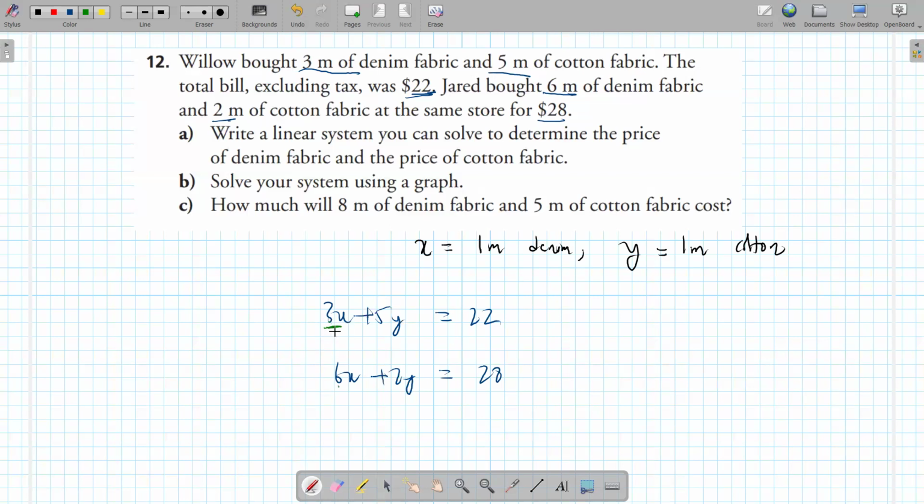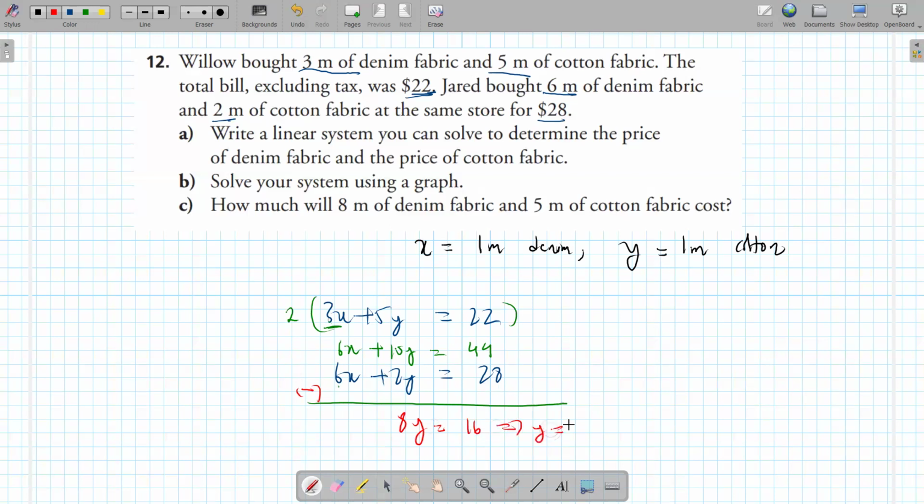2. So multiply the entire equation by 2. So that becomes 6x plus 10y equals 44. And now we have the same coefficients. The signs are the same. Do we add or subtract? Subtract. So the x's disappear. 10y minus 2y is 8y. And again, this sign applies to the entire equation. 44 minus 28 is 16.